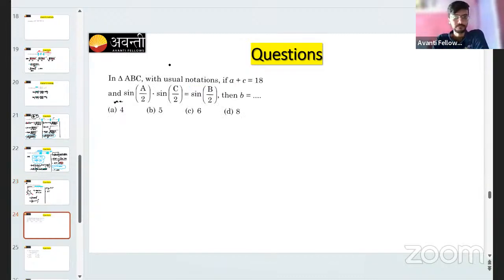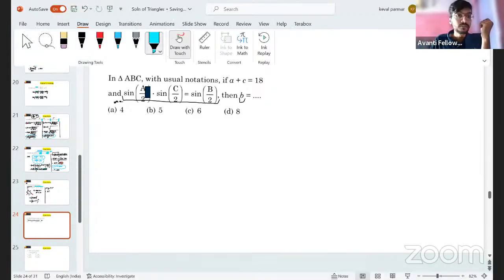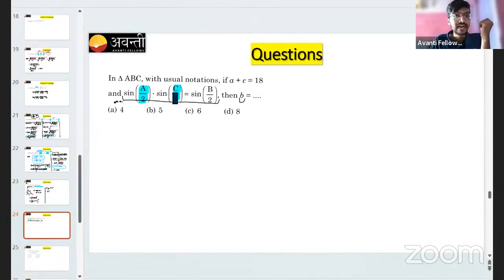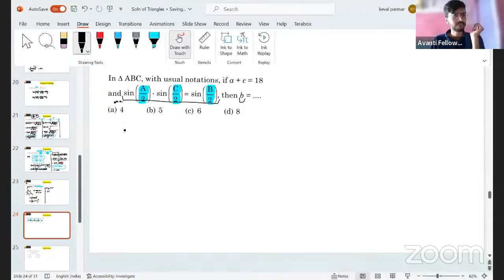Here again it's a good question. As you can see, we have been given this, which is in terms of angles, and we are asked b, which is a side. That means I need to convert angles to sides, and in angles to sides, the angles are all half angle, and if angles are half angle I can use the half angle formula.